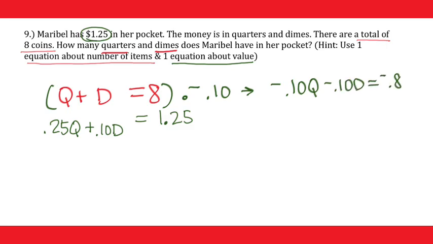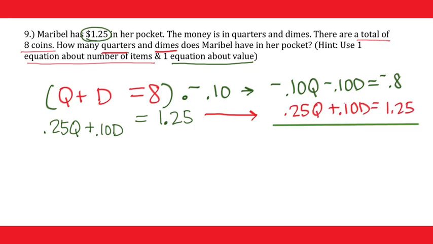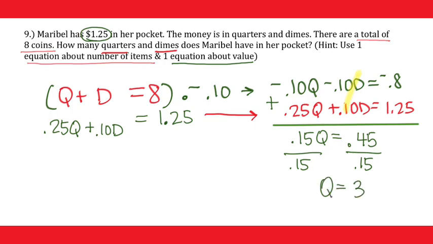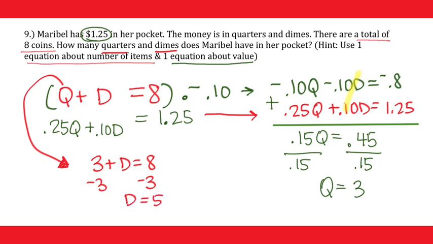-0.10 quarters and -0.10 dimes equals, and 8 times -0.1 is just moving the decimal point over one space and making it negative, but you can use a calculator, so don't worry about that. And I keep the second equation the same. And the magic is I can add up these two equations, eliminating the dimes, and I solve for the quarters, getting that there's 3 quarters. I substitute back in the quantity equation, solving that I have 5 dimes.